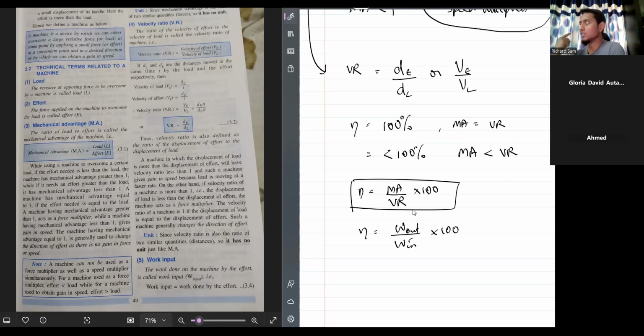Electric bike, no sound, no heat. I mean, there is heat and all, but comparatively to an internal combustion engine, there is lesser waste. Okay? All right, so these are all the formulas.